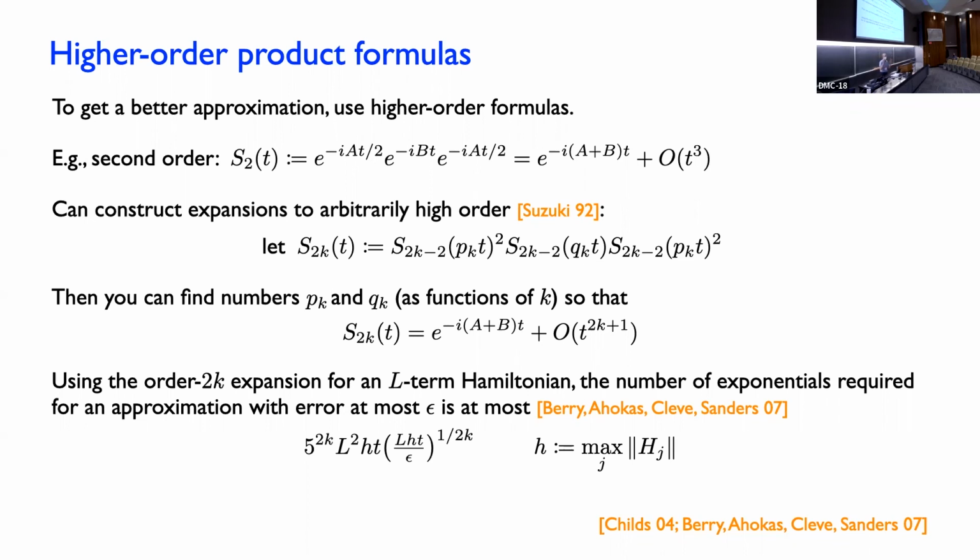So that sounds great. Let's just take a k that's really big, but then you notice that there's an exponential in k prefactor, right? So it scales like 5 to the 2k. So that's kind of a problem, right? That says you definitely can't just take k as big as you want because you're paying an exponential in k cost. So there's a trade-off there.